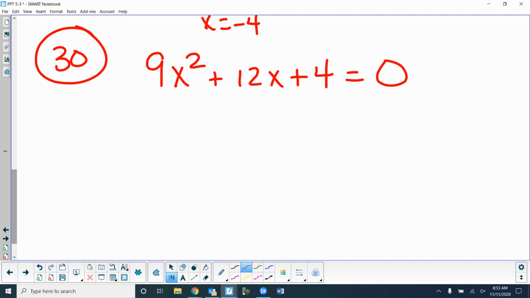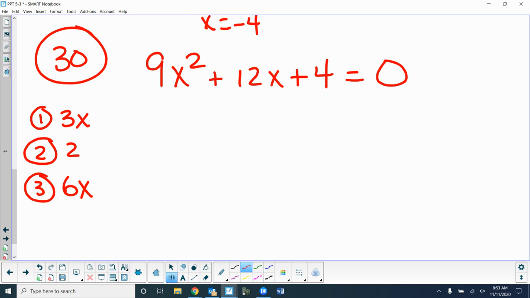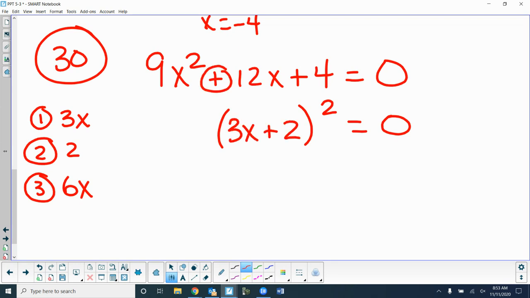I call it the 1, 2, 3 test. I just haven't told you guys that. Number 1 is the square root of that, which is what? 3. Number 2, square root of that. 2. Number 3, multiply 1 times 2. 6x. Is that half the 12 then? Yes, it is. So I can factor it like that. What goes in the front? 3x. What goes in the back? 2. Is it addition or subtraction? Addition, right? It's whatever B's.